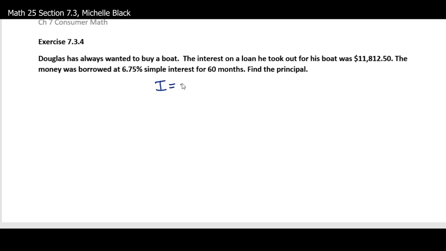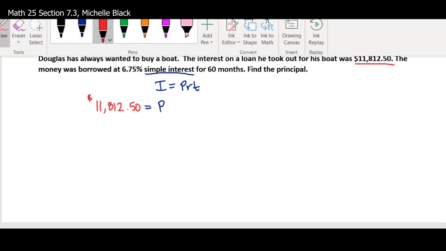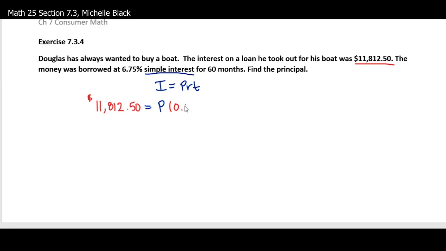So here's our formula. It says it's simple interest, so we know we're still using I equals PRT. But this time we know I, or the interest, is 11,812.5. We don't know P. We know the rate is 6.75%, so changing that into a decimal, we have 0.0675. And we also know that it was for 60 months.